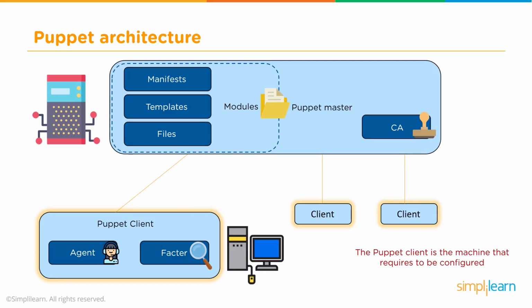Our next component, the Puppet client. Of course, these are the systems that require to be configured. Agent is a service installed on the client. The agent is solely responsible for all the communication between the master and the client. And finally, we have Facter. Facter is responsible for collecting all the data about the present state of our clients and sending this data over to the Puppet master. At the master, this data is compared against the manifests, which are your code files, and then these manifests are sent over to the client depending upon the results of this comparison.